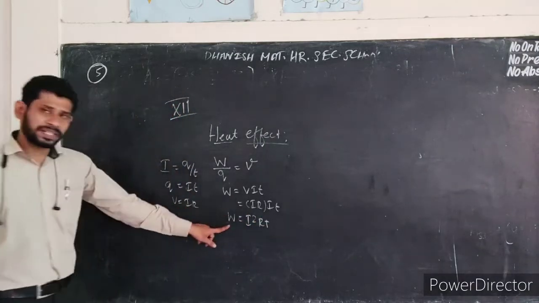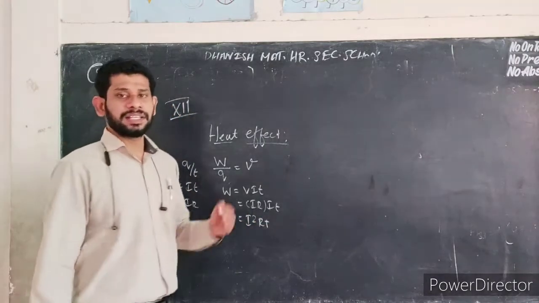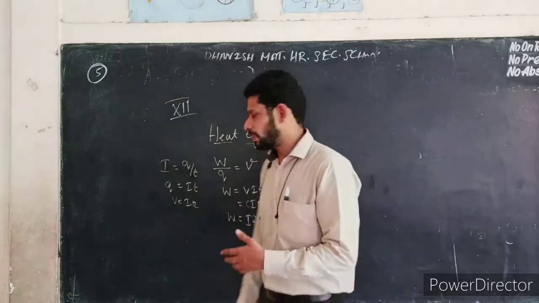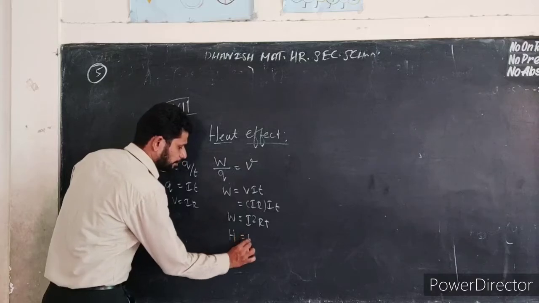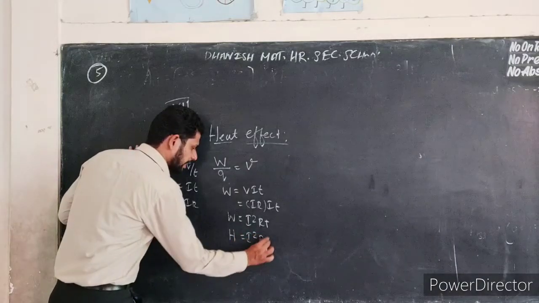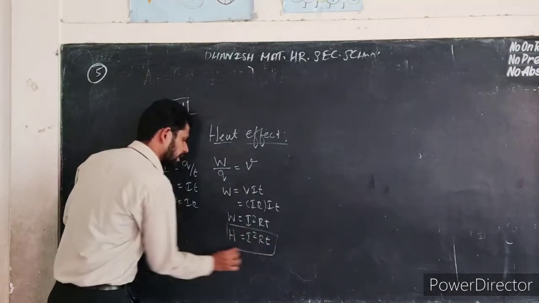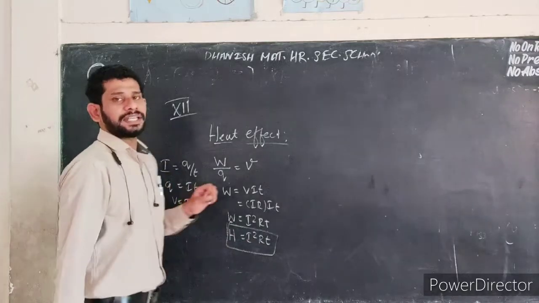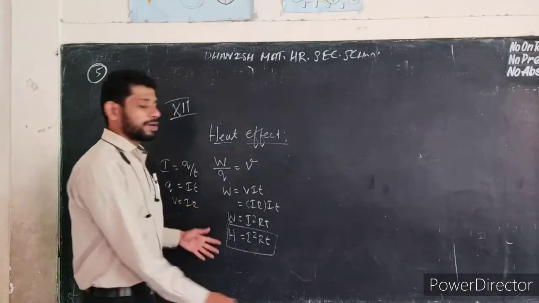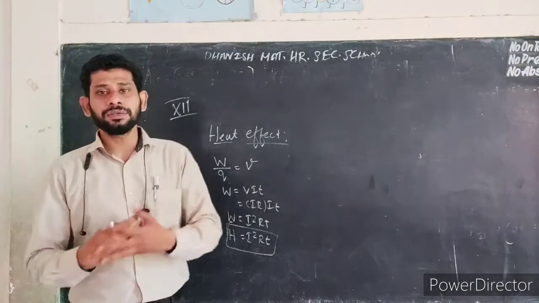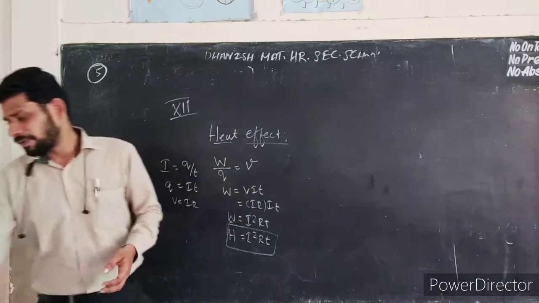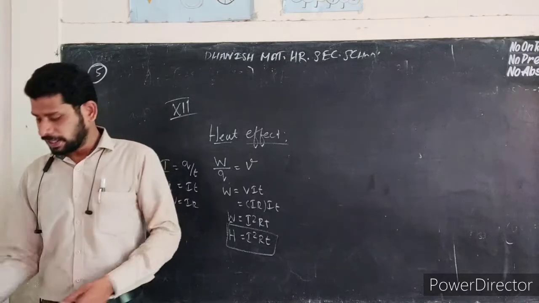This is the work done by the current, and it is in the form of heat energy. So the heat developed in the conductor is directly proportional to the square of the current, directly proportional to the resistance, and directly proportional to the given time. This is known as Joule's heating law, and there are lots of applications related to this effect. The first one is the electric heater.